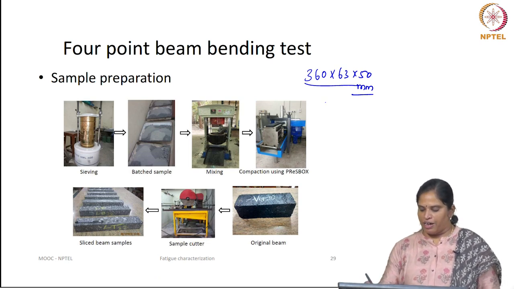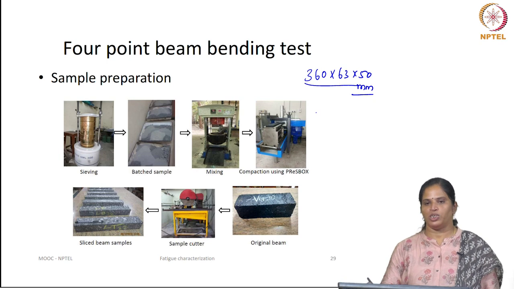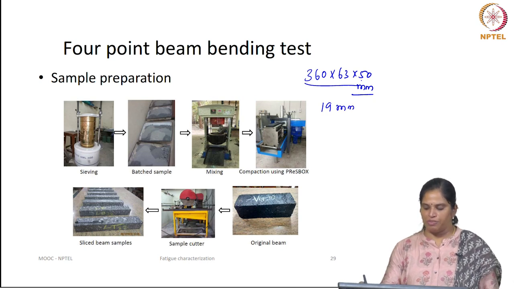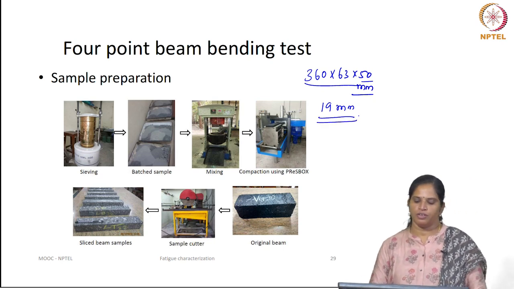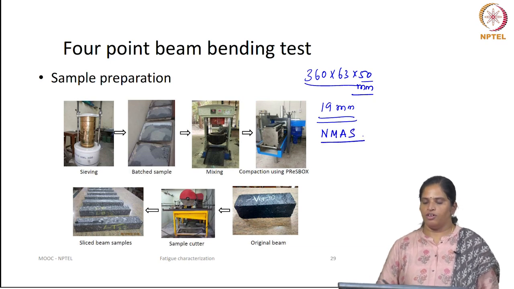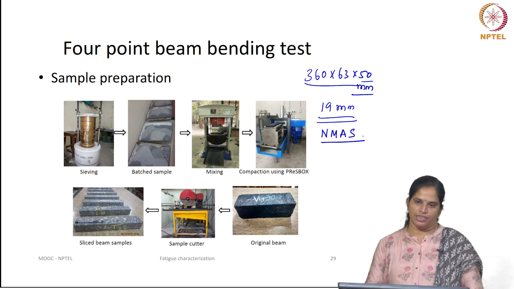So the maximum aggregate gradation for preparation of a sample as per ASTM specifications is 19 mm. So for a 50 mm deep sample, the maximum aggregate size is 19 mm. So the nominal maximum aggregate size for a 50 mm sample is 19 mm.